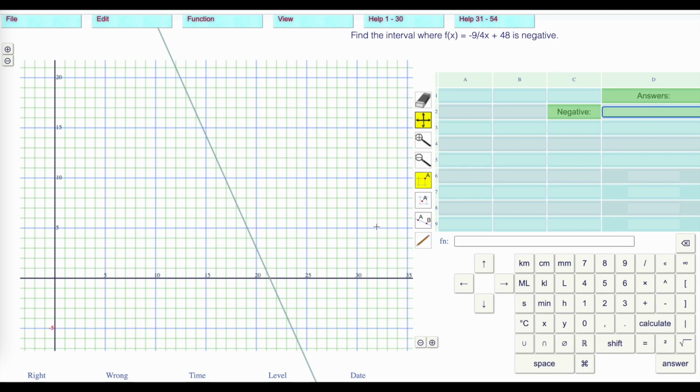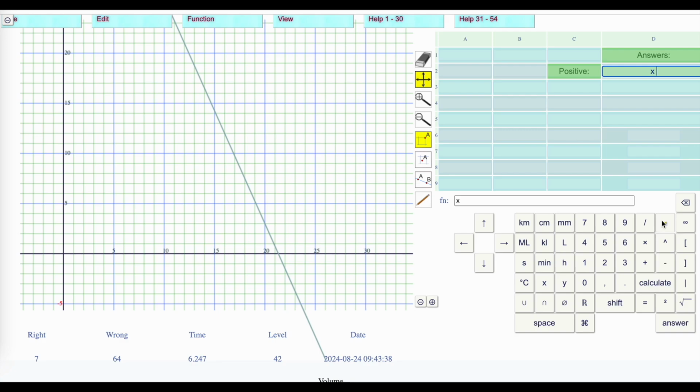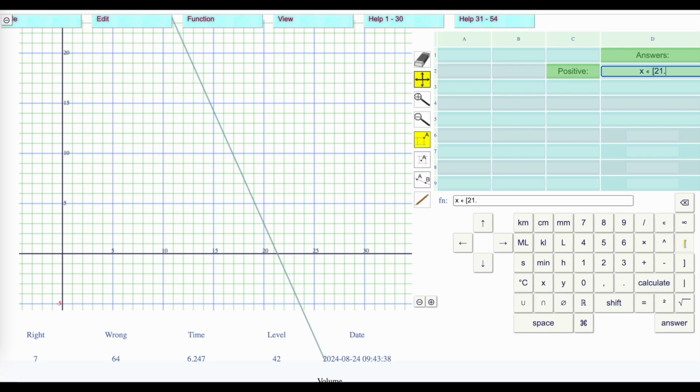X is a member of from 21.3 repeating to infinity. And then we put the excepto bracket around that. This is where it is negative. We press answer to see if we are right.